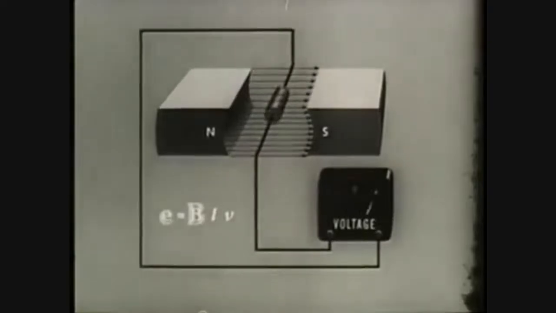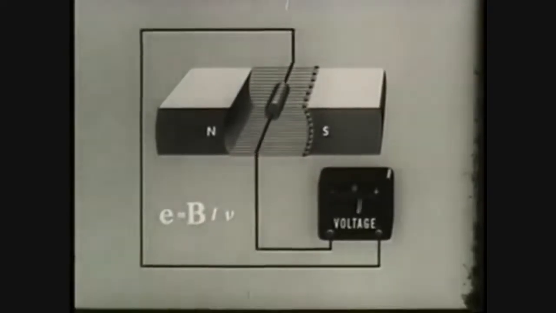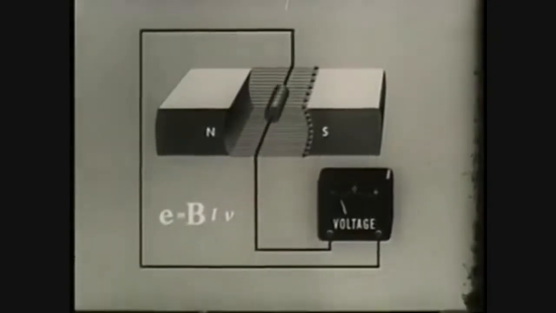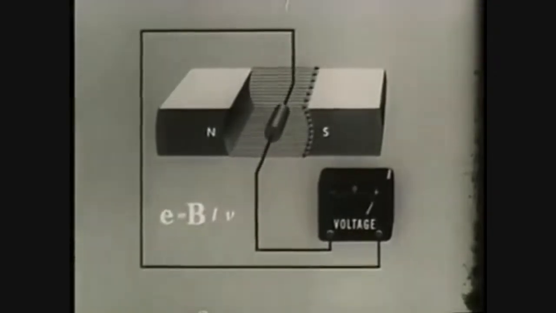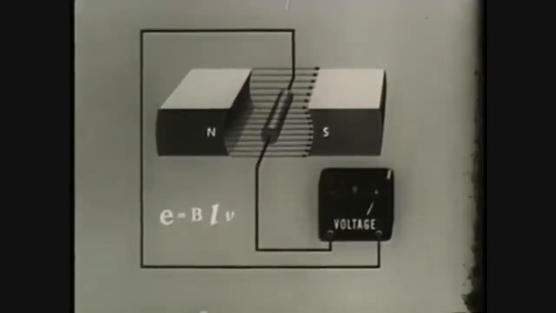An increase in the number of lines of force or the strength of the field increases the instantaneous EMF in the conductor. Increases in the length of the conductor cutting lines also increases the EMF. And finally, the greater the velocity of the conductor, the greater the EMF.